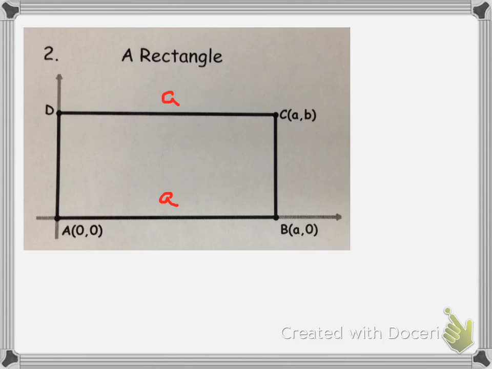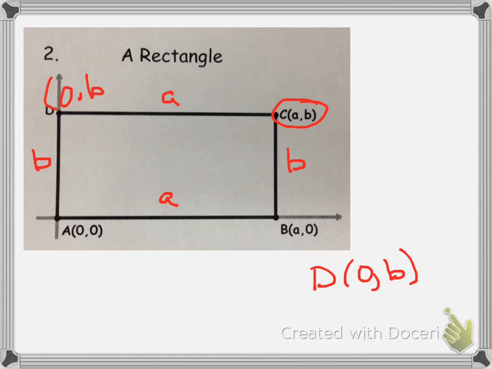When you look at coordinate C right here, you traveled over A because that's your x coordinate, then your y coordinate is B, so you traveled up B. That means this one is also B. So in order to get from A to D, D would have to be 0 and B. So this one would be 0 and B. And again, if you want to try it, draw a rectangle, make up a value for A and B, and then plug it in and see if it works for you.